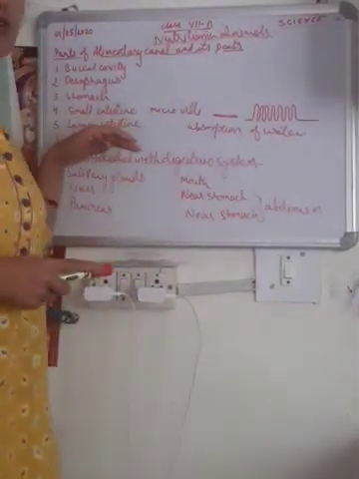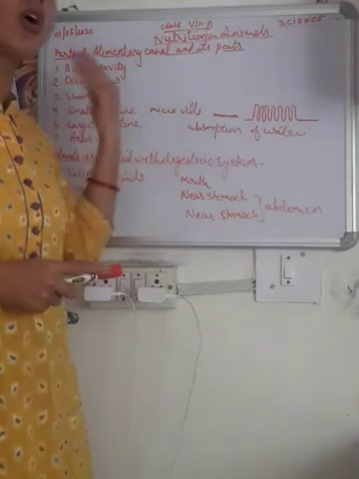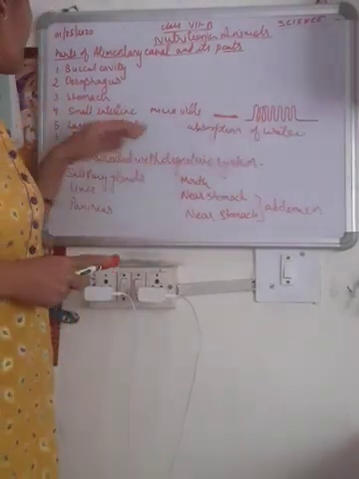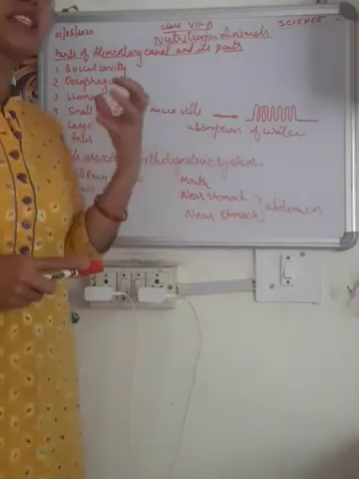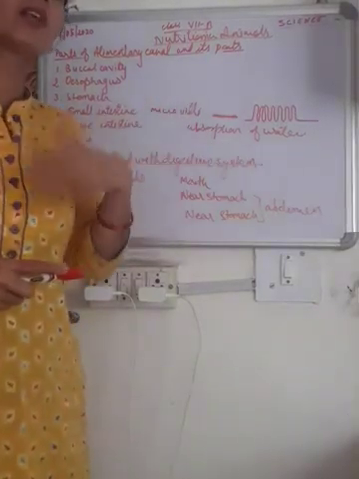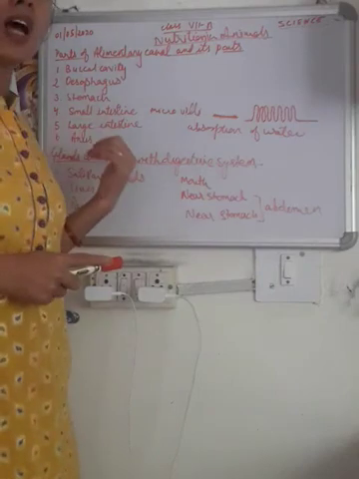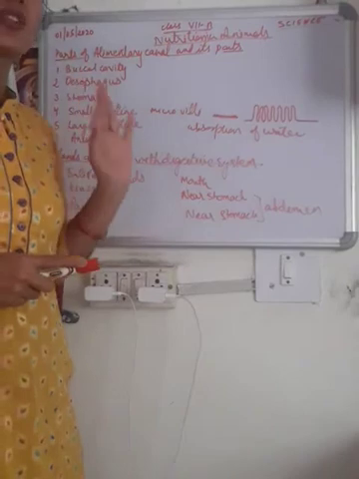No part of digestion takes place in the large intestine, children. It performs only the function of passing out the waste material. And the last part of the large intestine is the rectum, where the feces are stored temporarily till they are defecated. Then the anus, this is the last part of the alimentary canal from where the waste materials are excreted out of the body.